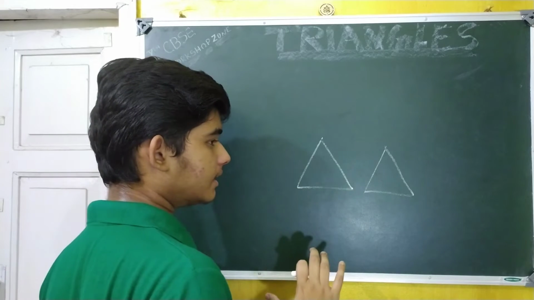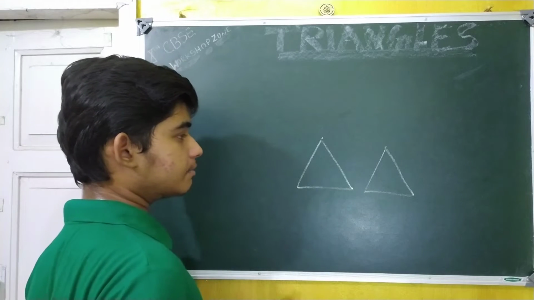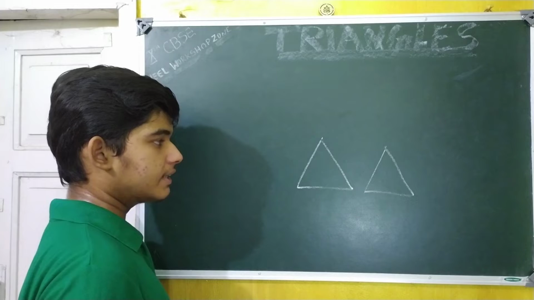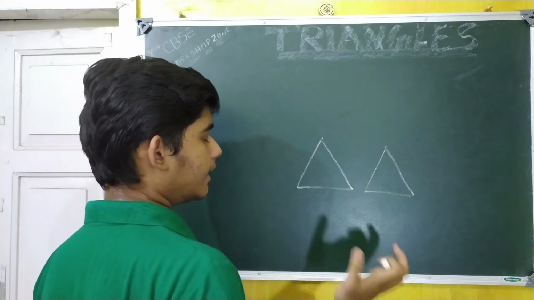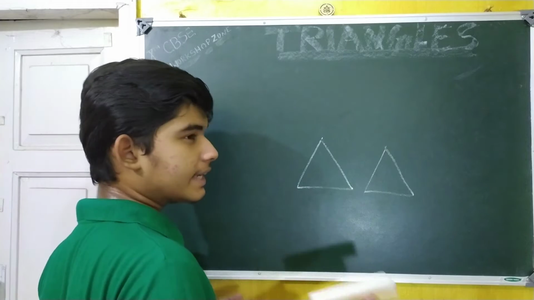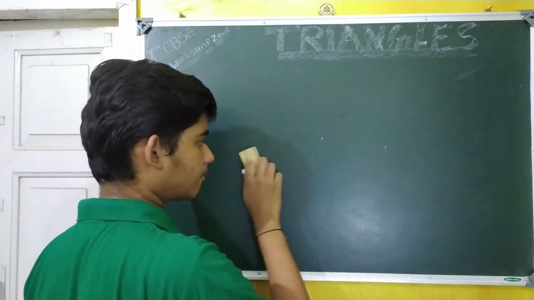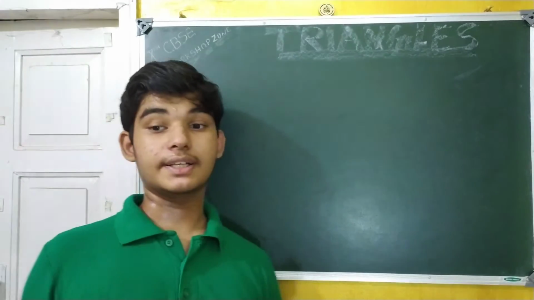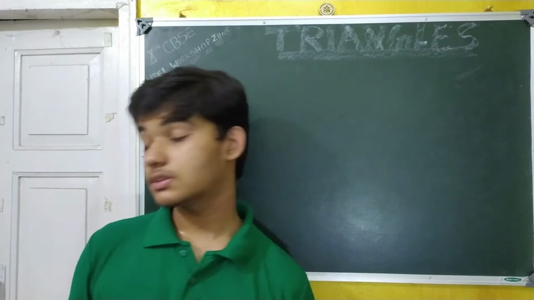In similarity, if two figures have the same shape, it's known as similarity, whereas in congruency, if two figures have the same shape and size, it's known as congruency. But that doesn't mean that similarity is as simple as that, because there are some criteria for it. So let's talk about them.